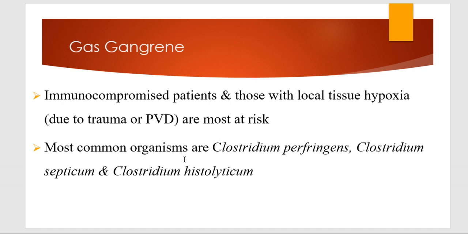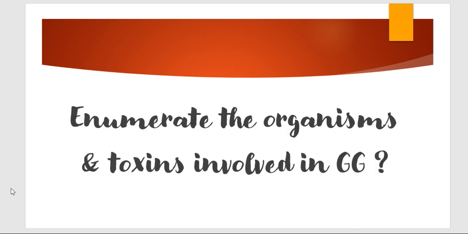And the most common organisms responsible for this gas gangrene condition are Clostridium perfringens, Clostridium septicum, and Clostridium histolyticum. So these 3 bacteria are very commonly seen. There is another, the 4th one. Very soon we will discuss that also. Another question could be, enumerate the organisms and various toxins that are involved in gas gangrene. Very important topic regarding the viva as well as the entrance exam.